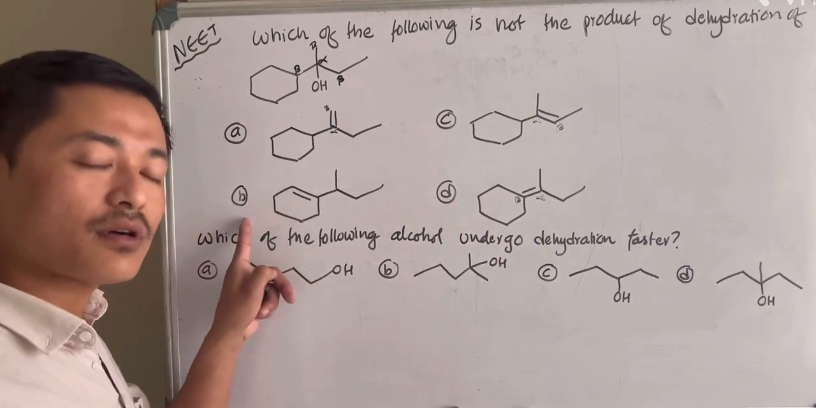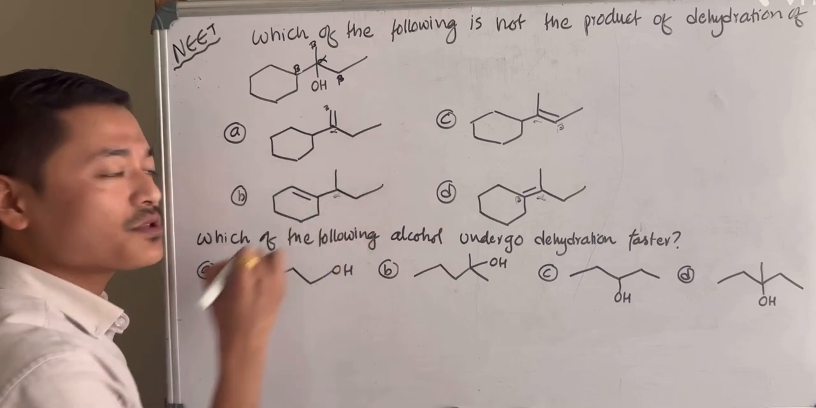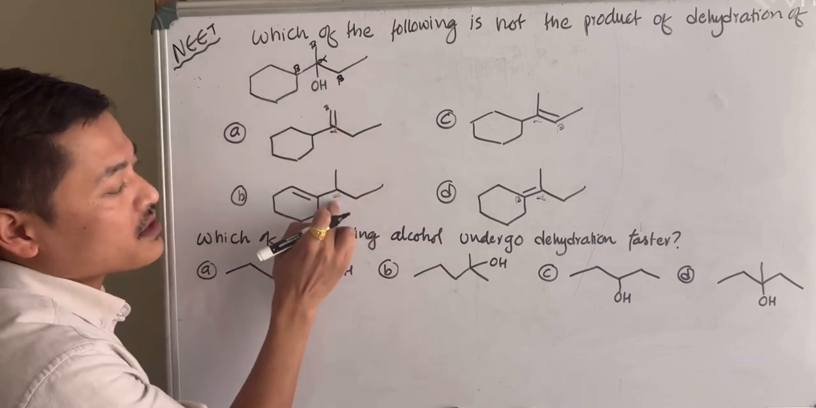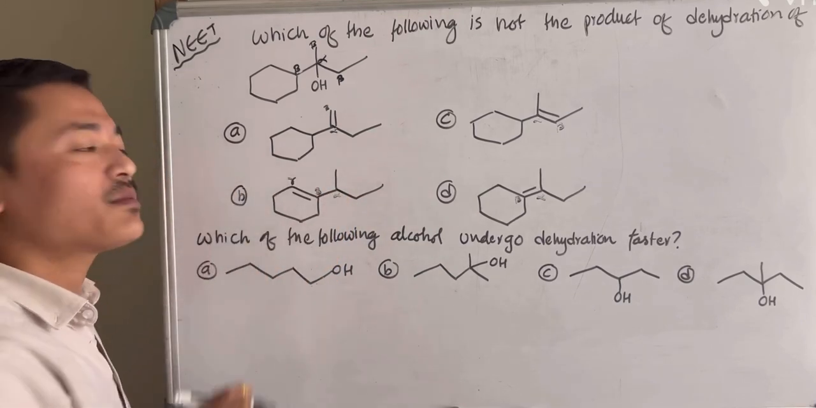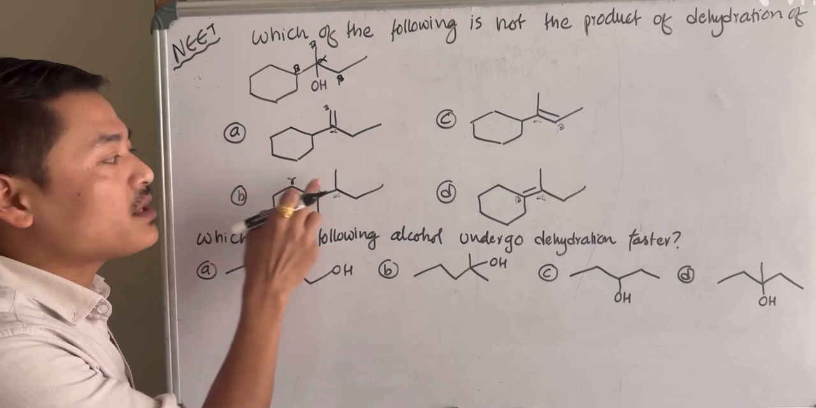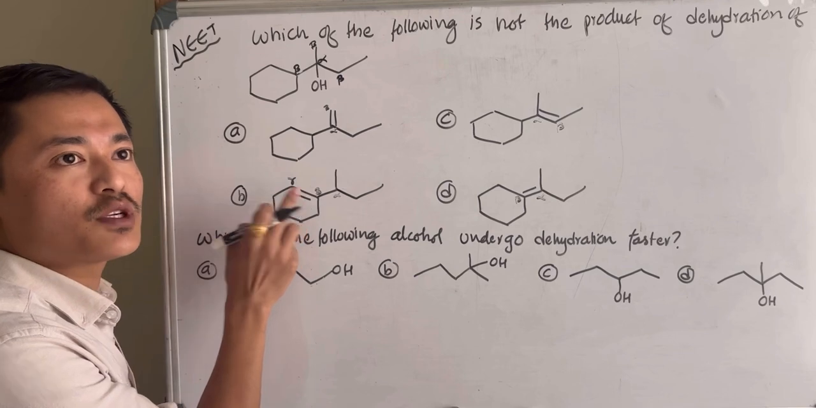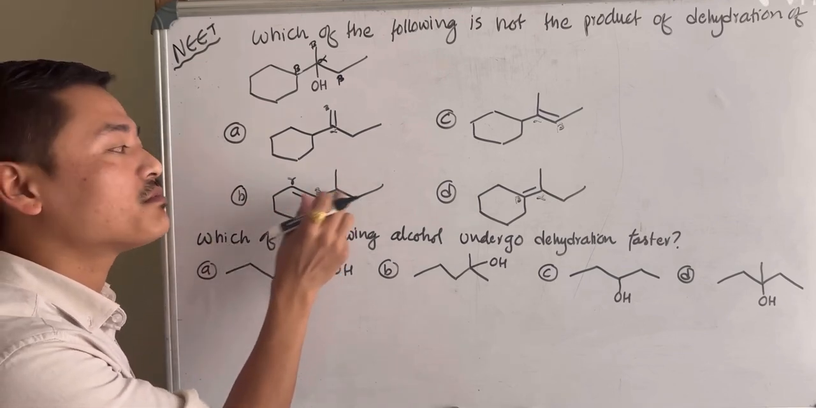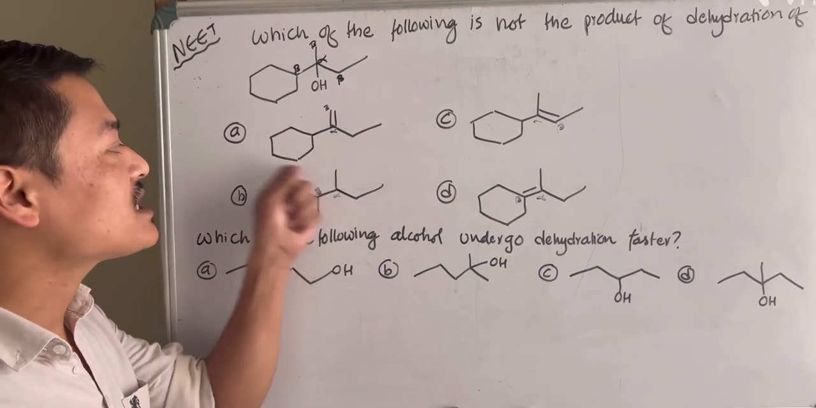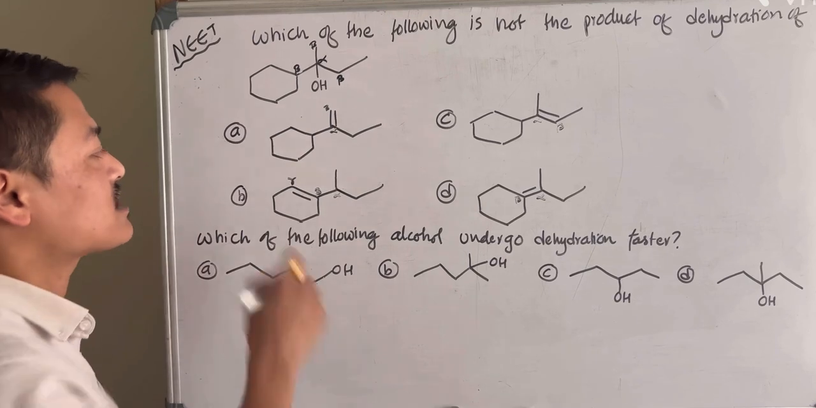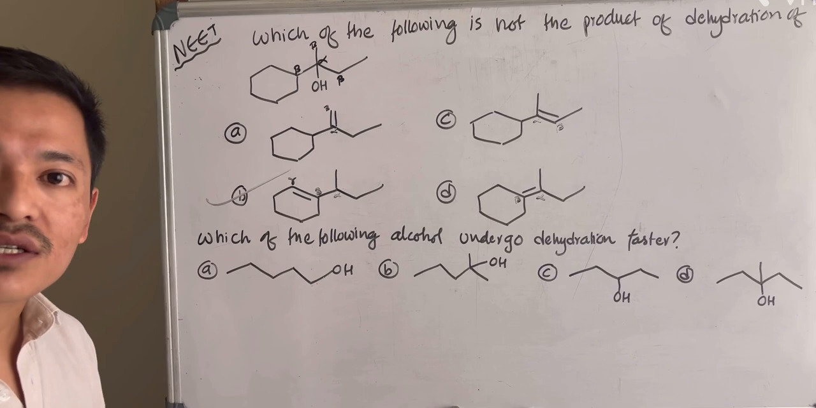If you consider option B, what happens? This is your alpha position, this is your beta position, and here lies the gamma position. Another carbon is referred to as the gamma position. Now between the gamma and beta carbon there is a double bond, but usually we need to have the double bond between the alpha and the beta positions. Since there is a double bond between the beta and gamma carbon, this is incorrect. That is why option B is the correct option. So this is how you must be trying it.